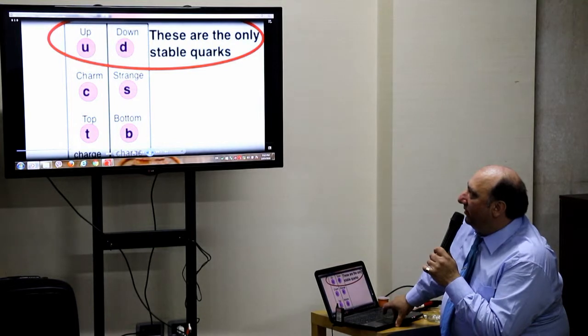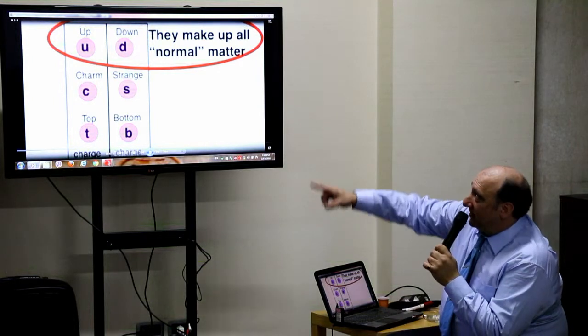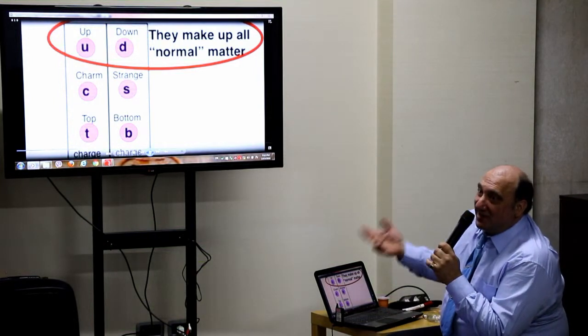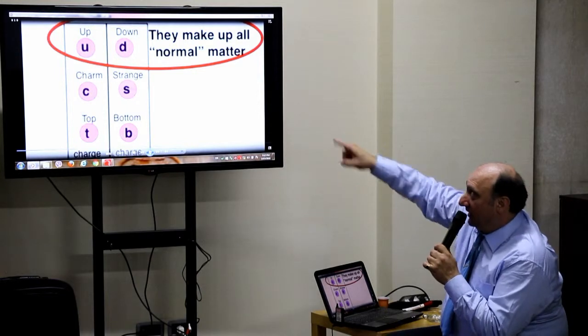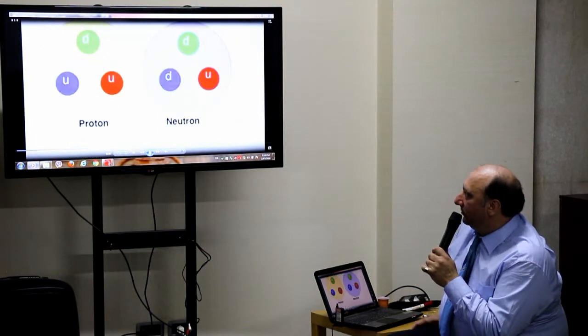Only 2 of the quarks are stable, and they make up all normal matter. The proton is made from these quarks. There is something smaller than the atom, and protons and neutrons are made from this. Hadrons are particles which are made up from quarks. Of these, baryons comprise 3 quarks and mesons 2.